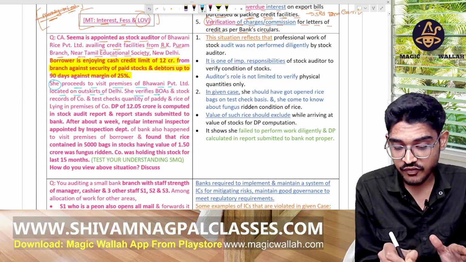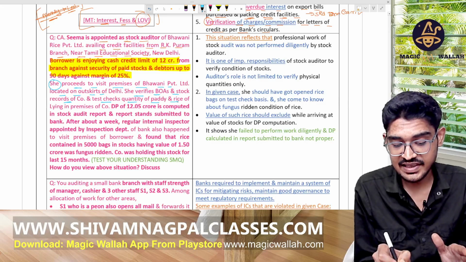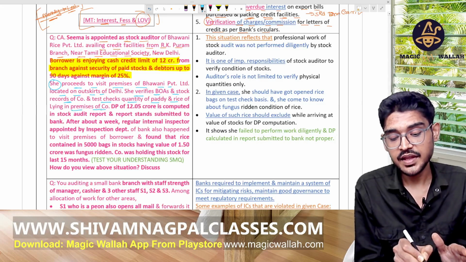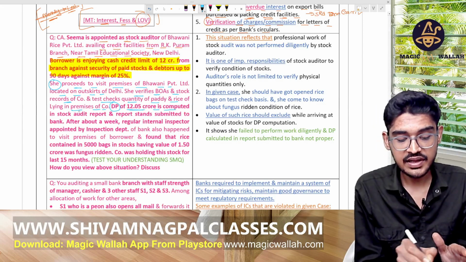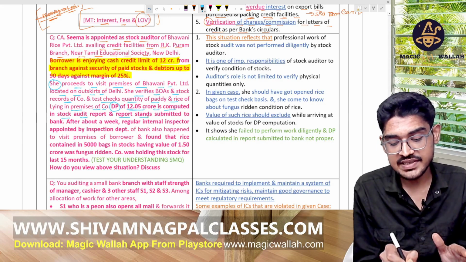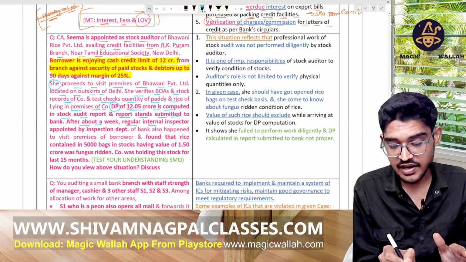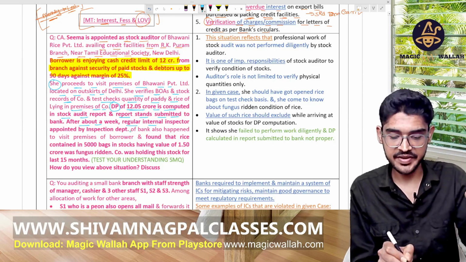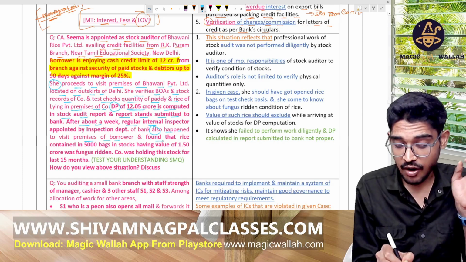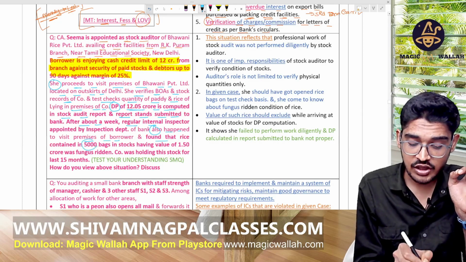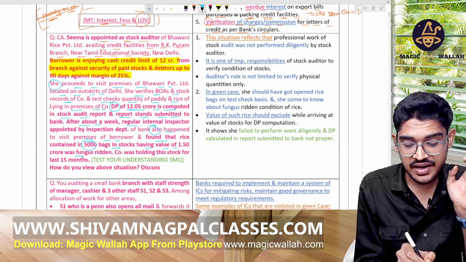She verified the books of account and stocks of the company, and checked the quantity of the paddy rice lying in the premises of the company. The drawing power of 12.5 CR is computed in the stock report, and the report stands submitted to the bank. After a week, the regular internal inspector appointed by the inspection department of the bank also happened to visit the same premises of the borrower and found that the rice, containing 5,000 bags in stock having a value of 1.5 CR, was fungus ridden.